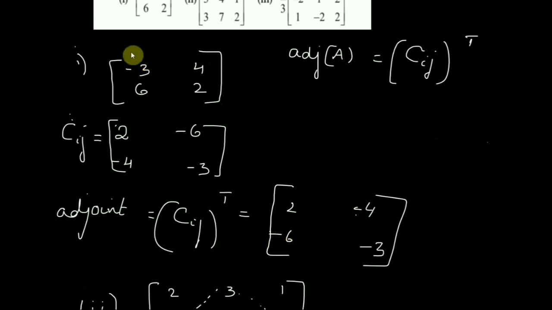I repeat, for the principal diagonal, interchange the numbers. So 2 and minus 3 here. Just swap the numbers, and change the sign here. It will become minus 4 and minus 6.